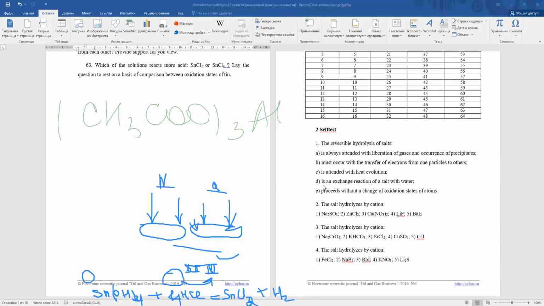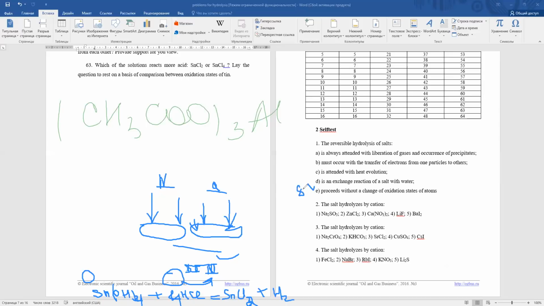And we can see also this one, D, is an exchange reaction, the exchange reaction of a salt with water. You know, the definition of hydrolysis. The answer is D. The answer is D. Why D? Or E? It cannot be E.